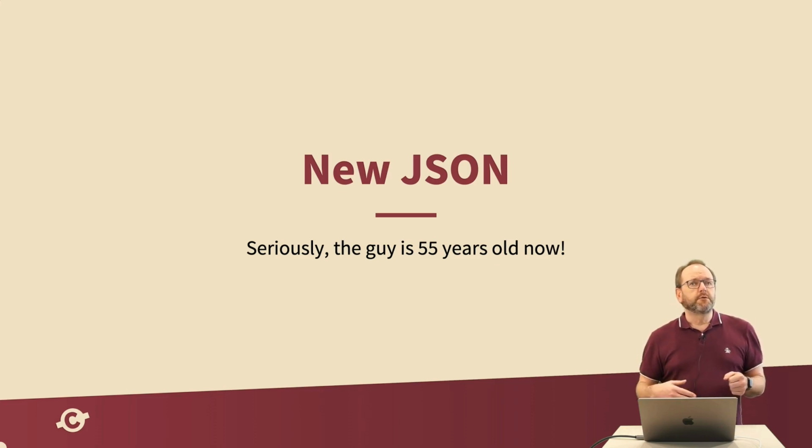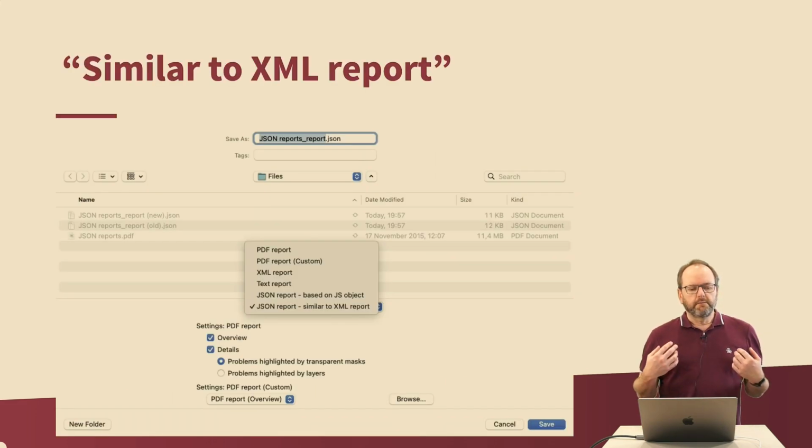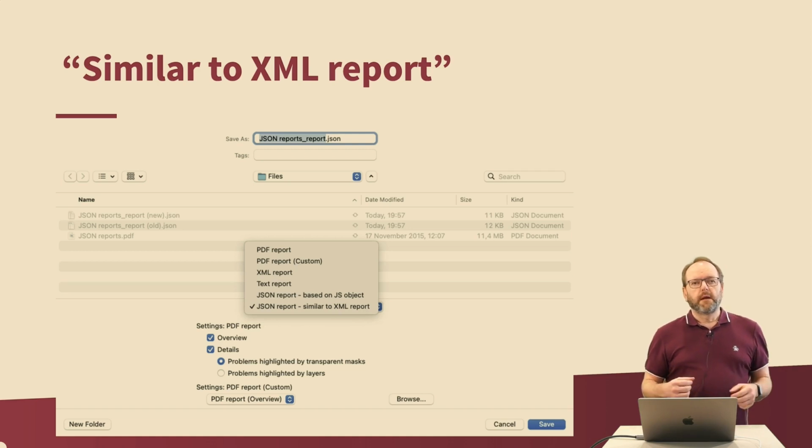It was introduced in pdfToolbox, I want to say 13, but I'm not sure. So there was a JSON report, but it was very different than the existing XML report. And so the question that some of you had was, is there a way to get a JSON report that is more similar to how the XML report is structured, also with all of the information that the XML report shows, and so on?